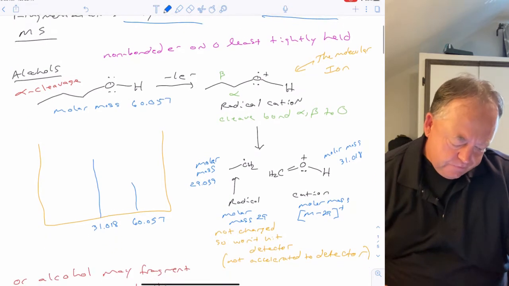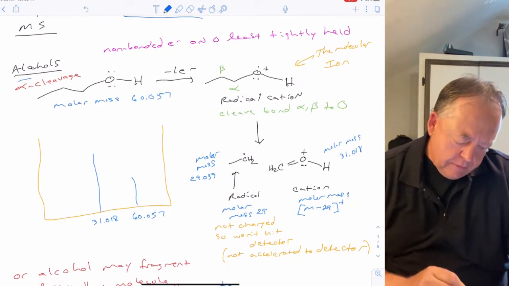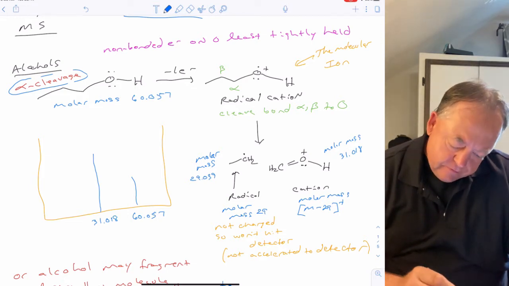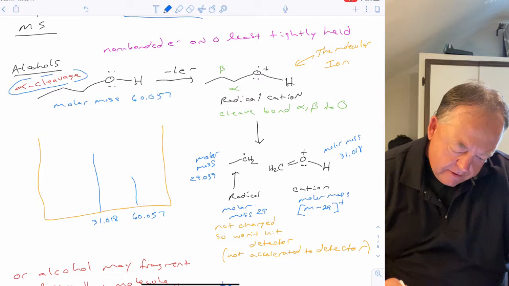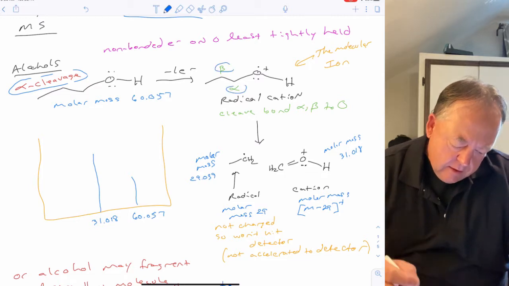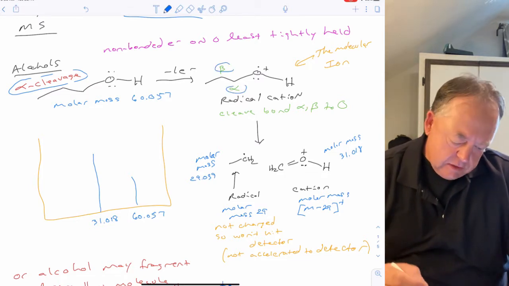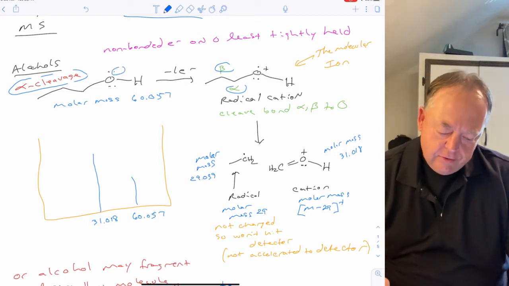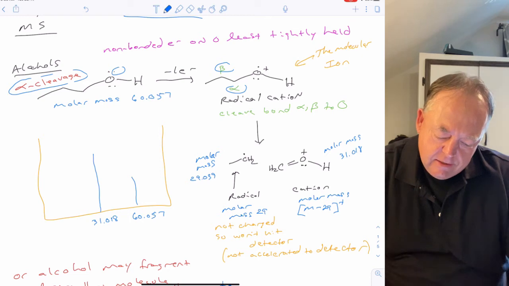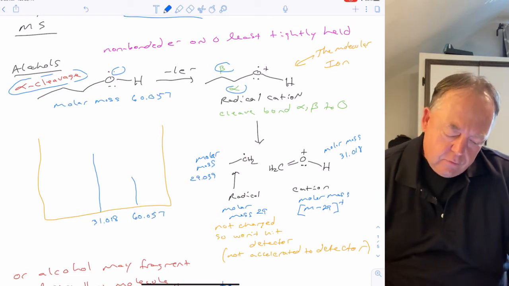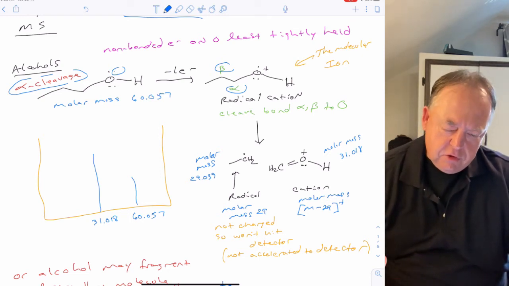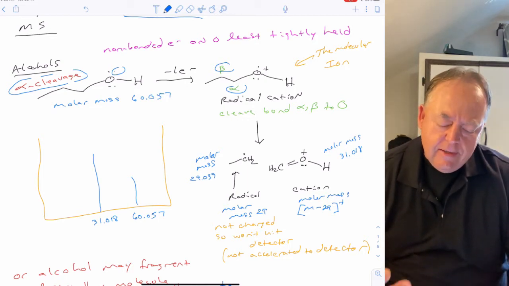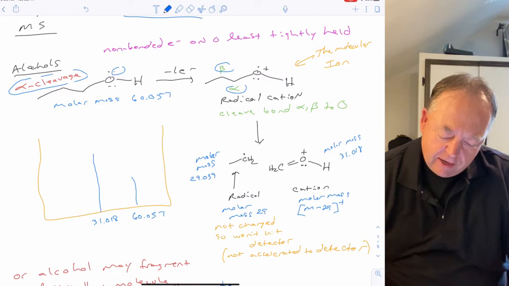So alcohols. Alcohols would typically undergo what's called alpha cleavage, so between the alpha and beta bond. In electron impact mass spec, the first thing that would happen is you would knock an electron right off of the molecule to make a radical cation. Since you use such high energy electrons to knock the electron off, it has a lot of extra energy, and it can dissipate that energy by fragmenting.